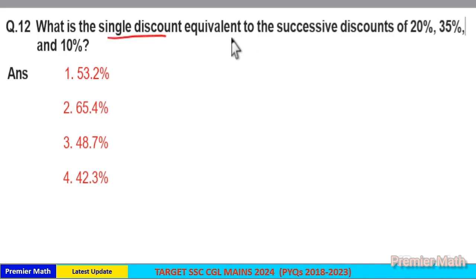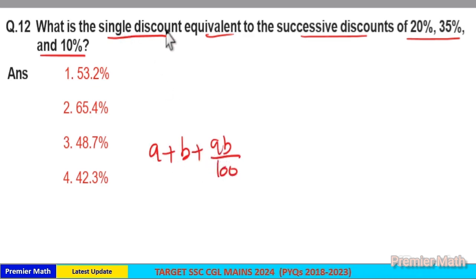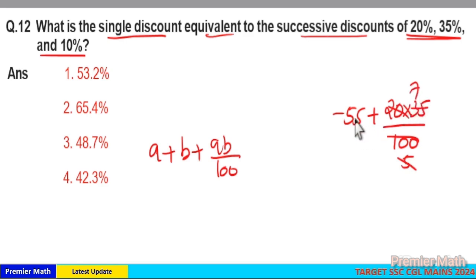What is a single discount equivalent to the successive discount of 20%, 35% and 10%? Here use the successive discount formula A plus B plus AB by 100. Use negative sign for discount. Here first take 20 and 35 together. Here 20 plus 35 is 55, so this is minus 55. Minus into minus is plus, so 20 into 35 divided by 100. 20 goes 5 times in 100, 5 goes 7 times in 35. Minus 55 plus 7 is equal to minus 48%.